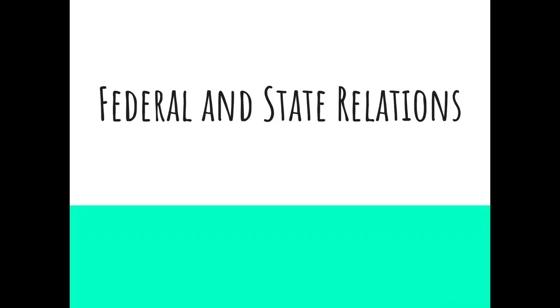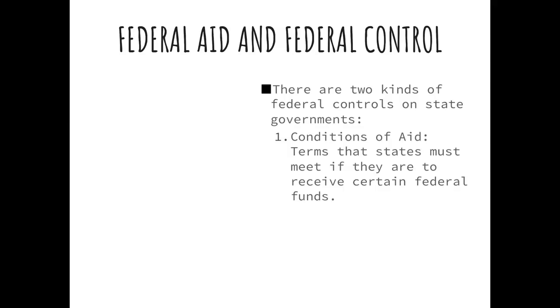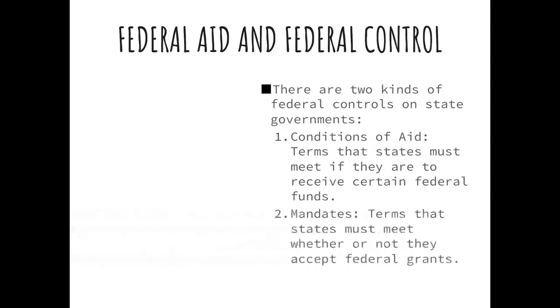Okay, today we are going to continue looking at federalism and the federal and state relationships. Federal aid and federal control. There are two kinds of federal controls on state governments. 1. Conditions of aid, terms that states must meet if they are to receive certain federal funds. 2. Mandates, terms that states must meet whether or not they accept federal grants.